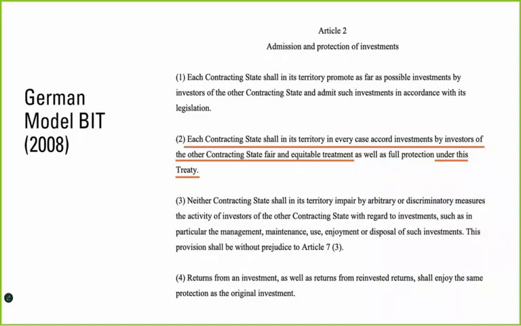But if you look at the formulation, each contracting state shall, in its territory, in every case, accord investments by investors of the other contracting state fair and equitable treatment. Period. That is all it says. Fair and equitable treatment. Nothing else.